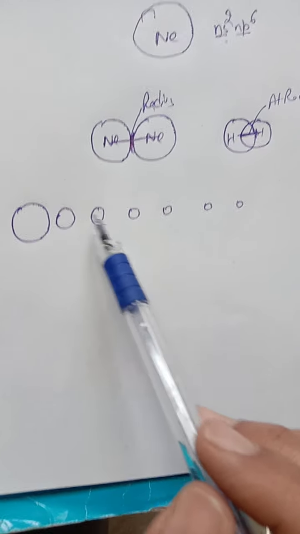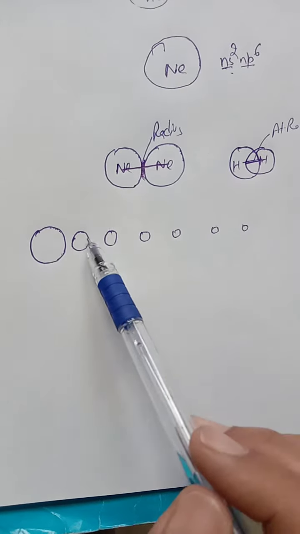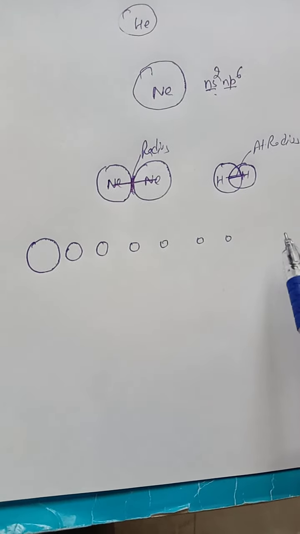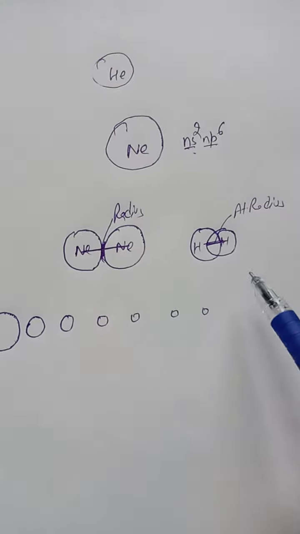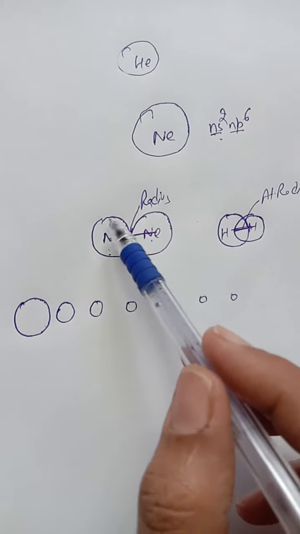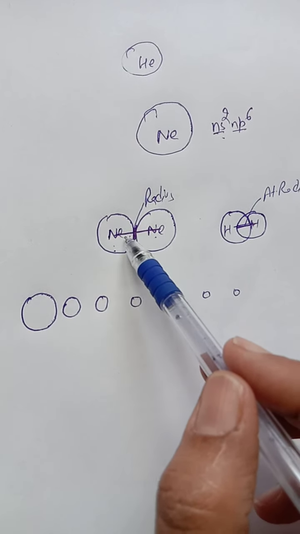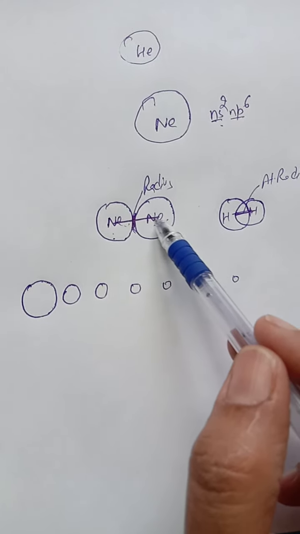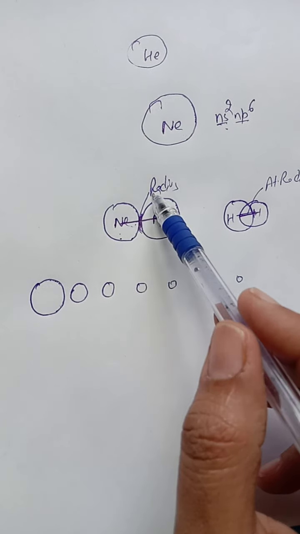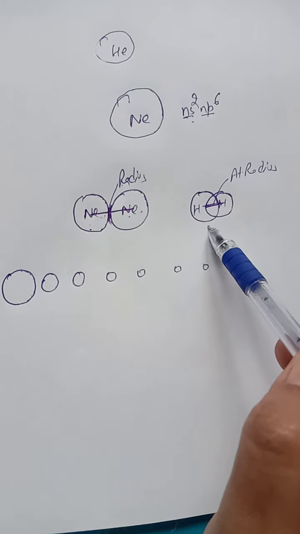So I'll try to show you with this that when we move from left to right, atomic radius will decrease. But it's not the case for noble gases, because in the case of noble gases like neon, it's showing van der Waals radius, meaning between two atoms. So that line is the atomic radius, and this one is an H2 molecule.